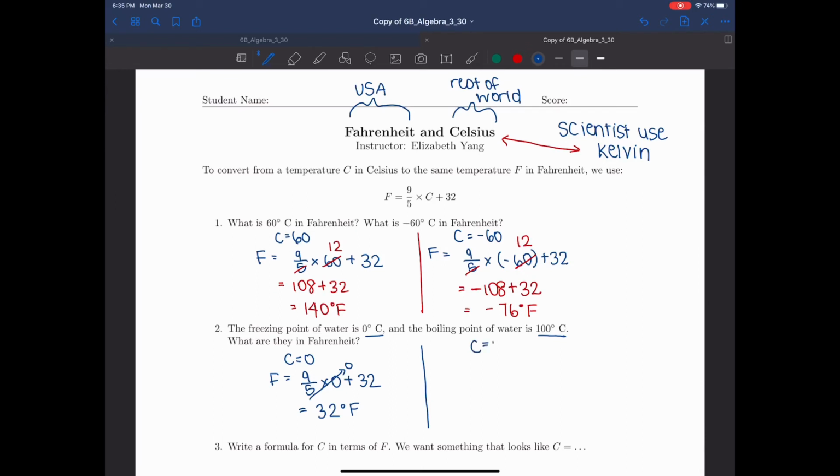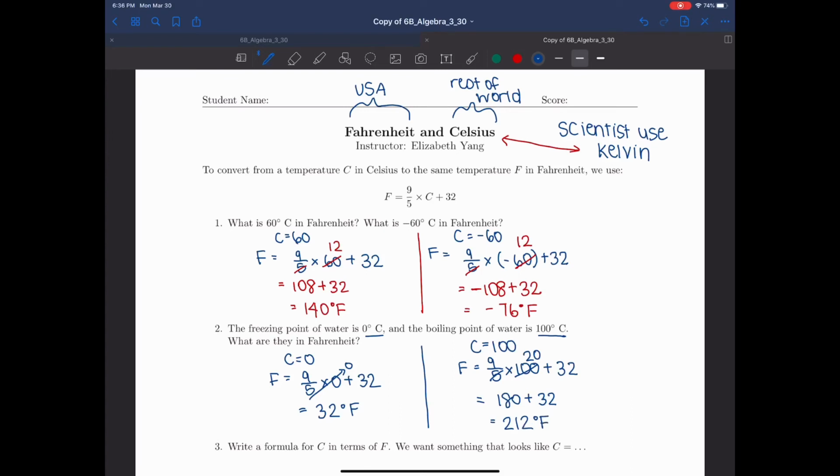Similarly, if C is 100, in this case, then F is going to be 9 over 5 times 100 plus 32. So I'm actually going to cancel out the 100 and the 5. I always usually try to cancel because you end up working with smaller numbers in the numerator, and you're less likely to make mistakes with smaller numbers. So 9 times 20, that's 180 plus 32. And you do that, and you get 212 degrees Fahrenheit.